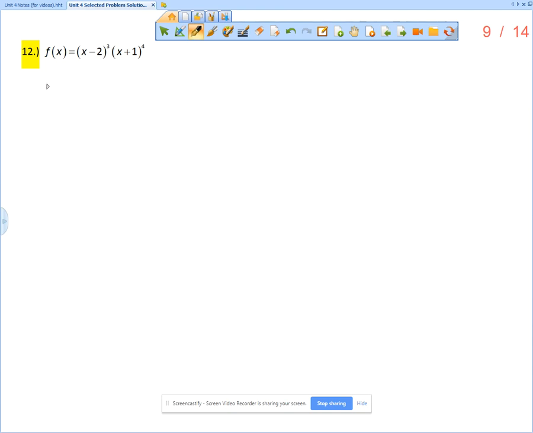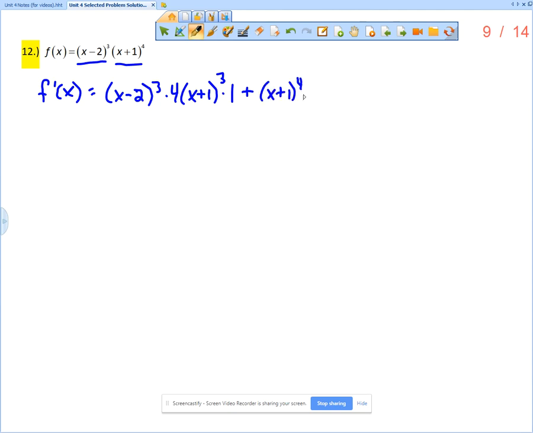So first step is to find f prime of x. Now I have (x minus 2) cubed times (x plus 1) to the fourth. So we have a product, so we're going to use the product rule. (x minus 2) cubed times the derivative of (x plus 1) to the fourth, which would be 4 times (x plus 1) to the third, times the derivative of x plus 1, which is 1, plus (x plus 1) to the fourth times the derivative of (x minus 2) cubed, which would be 3 times (x minus 2) squared times the derivative of x minus 2, which is 1.